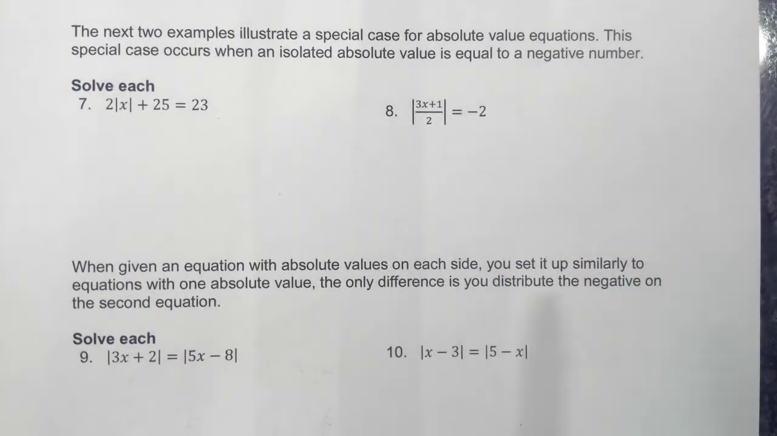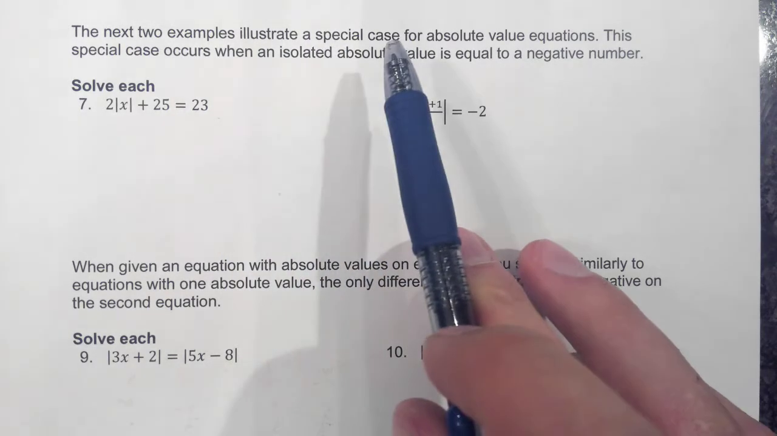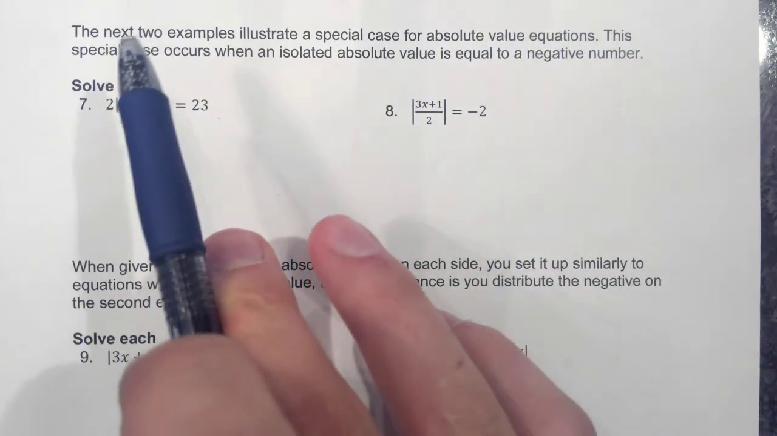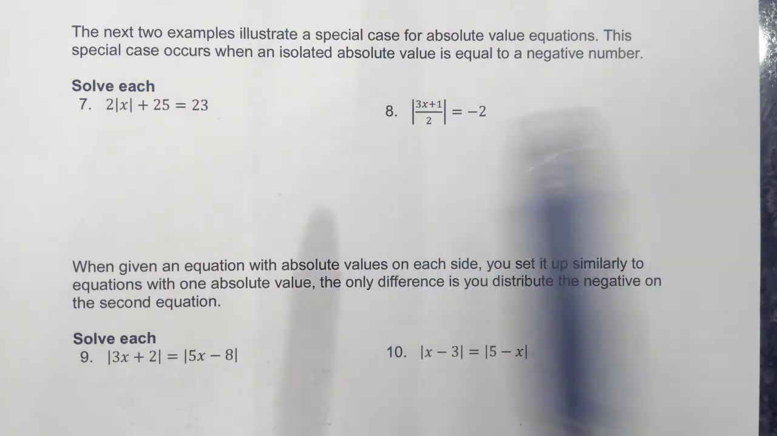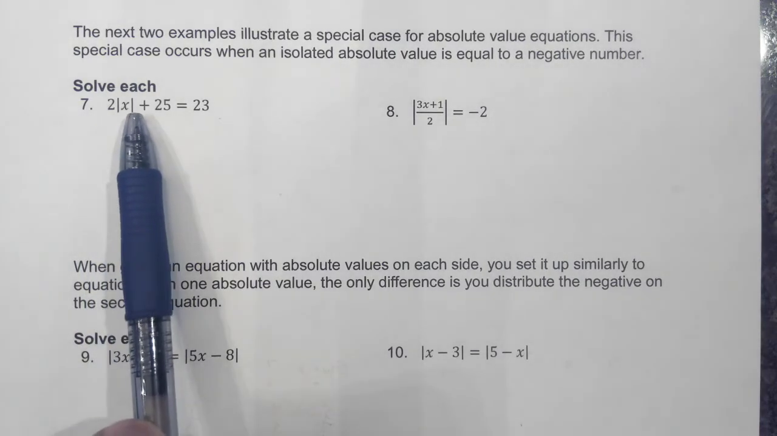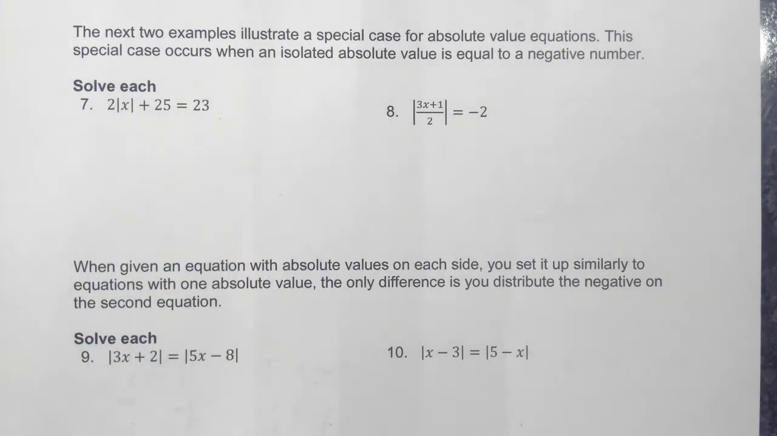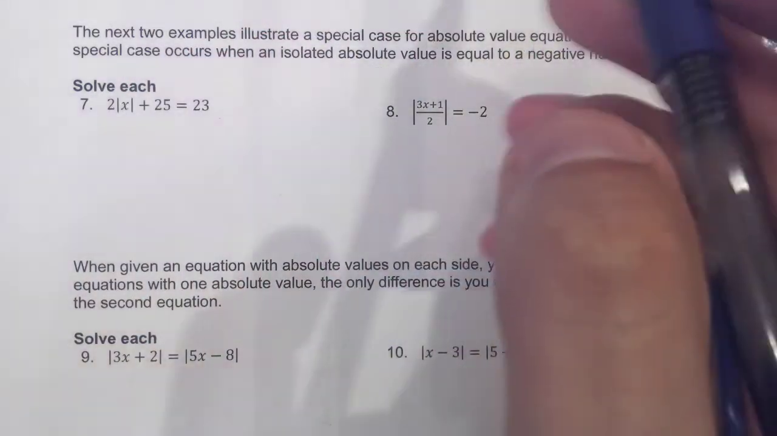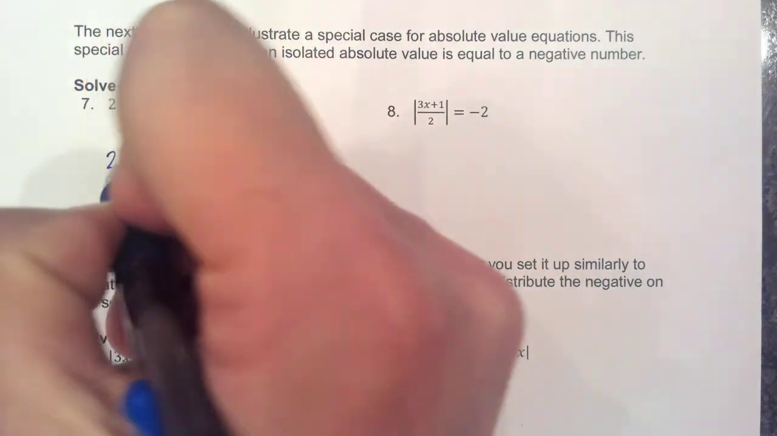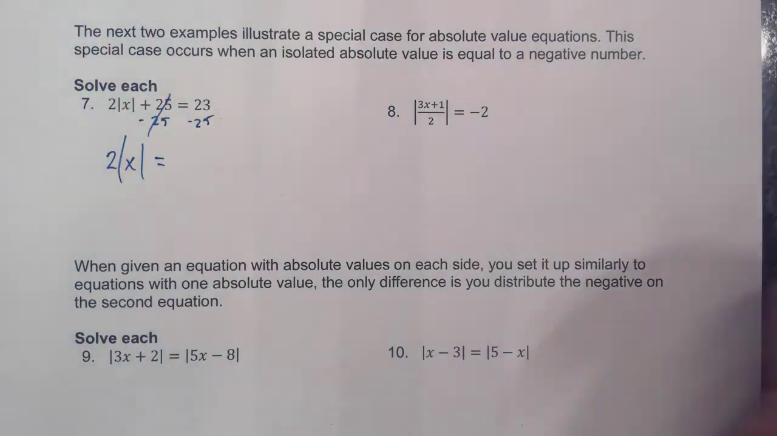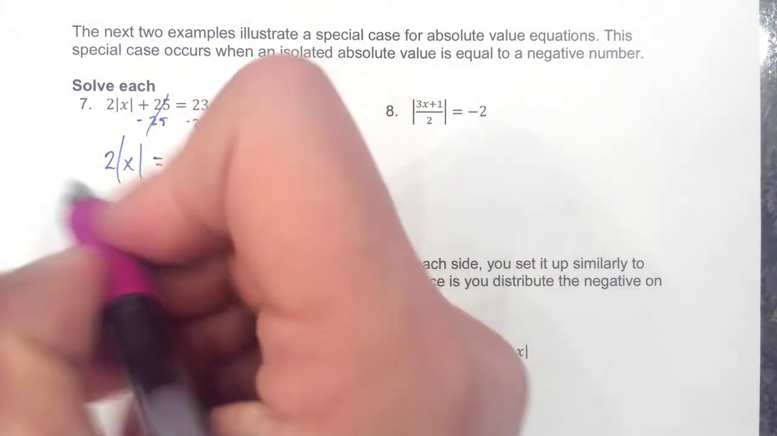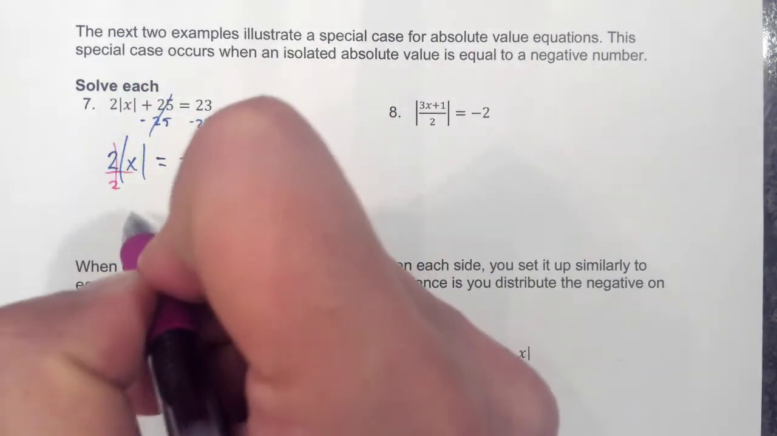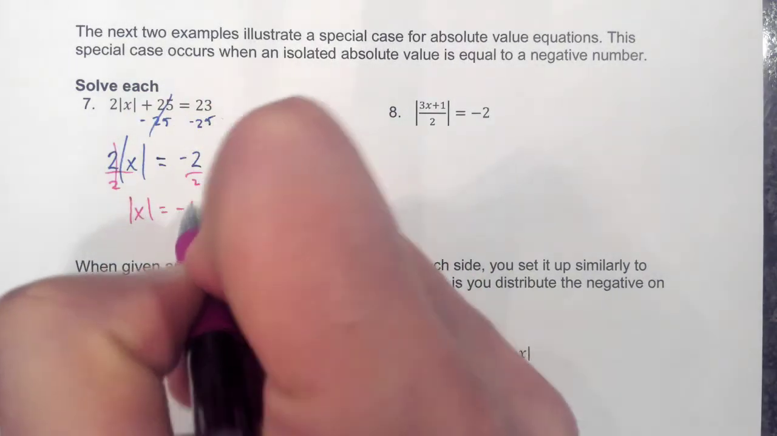Okay. The next two examples are going to illustrate a special case for absolute value equations. This special case occurs when an isolated absolute value is equal to a negative number. Okay, so number 7, is the absolute value symbol isolated? No, there's lots of things that need to happen before we are able to write our two equations. So first you would subtract 25. So 2 times the absolute value of x equals 23 minus 25, which is negative 2. Next, you would divide both sides by 2, and you would have the absolute value of x equals negative 1.